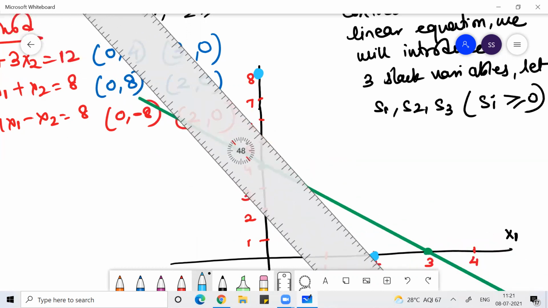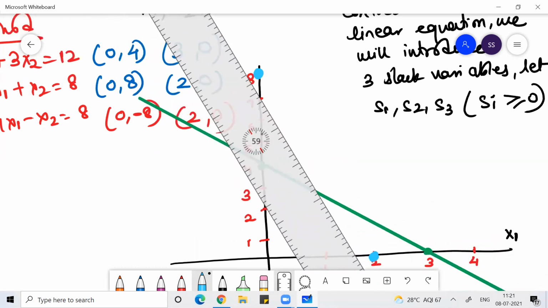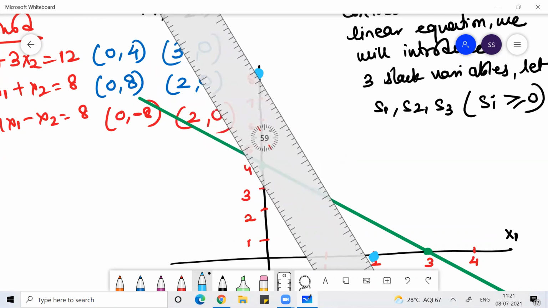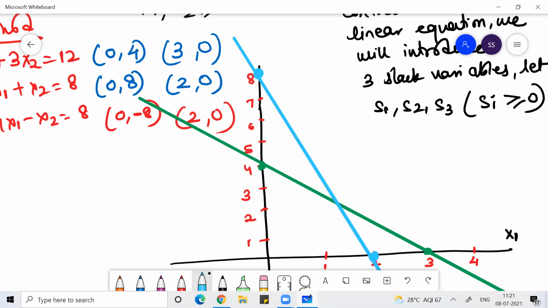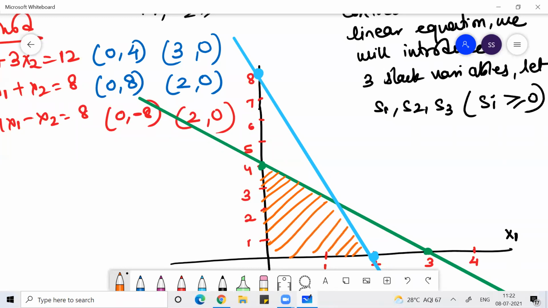0, 8, and 2, 0. Then, what would be the feasible region now, guys? Can anyone tell me what is the area common between the two lines? Are you able to identify this area? Okay, everyone.